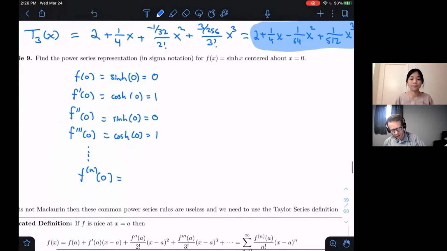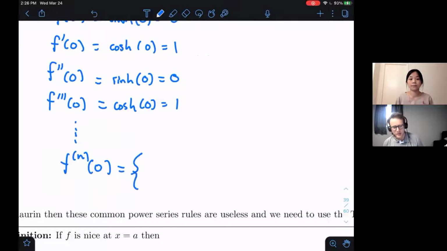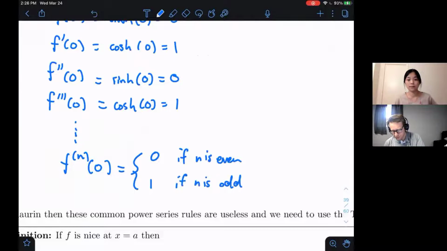Formally, if you wanted to write this down, you would say the nth derivative at 0 takes on two values. It's either 0 if n is even, or it's going to be 1 if n is odd. So this is one of these piecewise defined functions. Maybe this isn't a super beautiful answer, so let's write out a few terms and find a nice series expansion for this, with the sigma notation and everything.